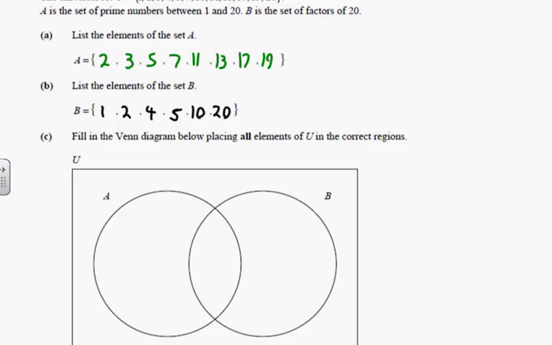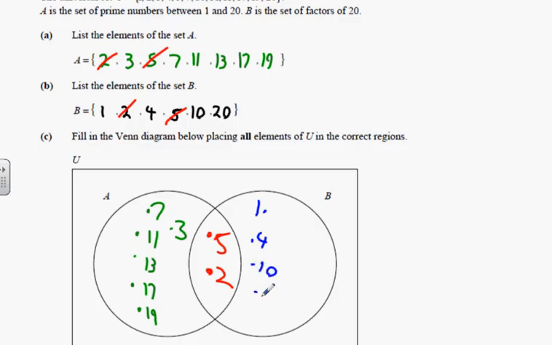What numbers do we need? What numbers are dead center? 2 and 5. Just 5. 2 and 5. What else? Nothing else, right? So 7, 11, 13, 17 and 19. And then over the other side? 3 as well. Then over this side: 1, 4, 10, 20.